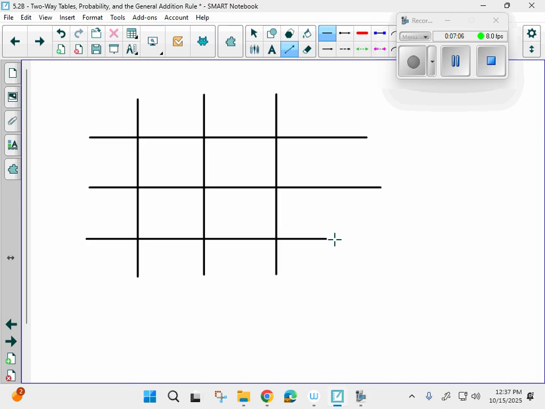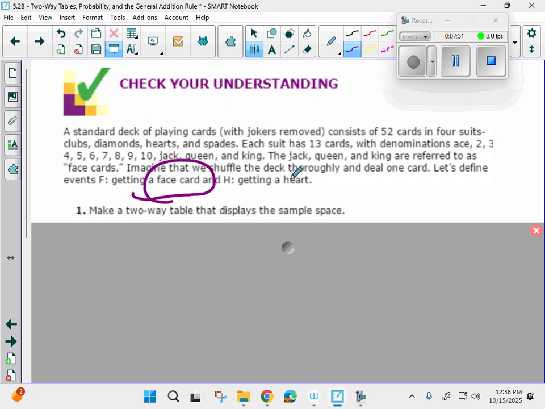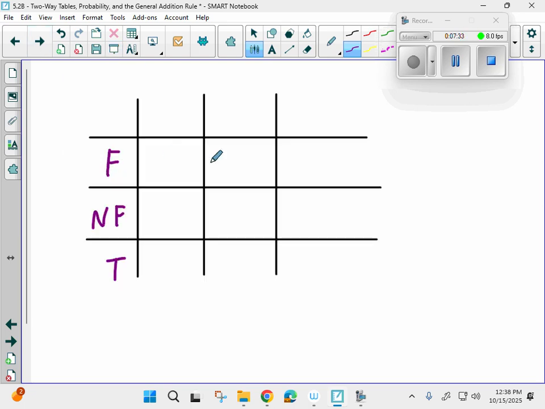It's kind of like the ratio boxes a long time ago. All right, so we've got face cards and not face cards and total. So event F was face cards. So that means that the cards are either face cards, not face cards, or total. Okay, the second event that they were talking about was hearts. All right, so our deck of cards is either hearts or not hearts or total.